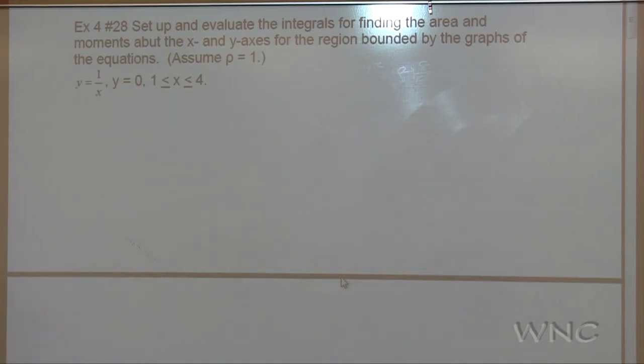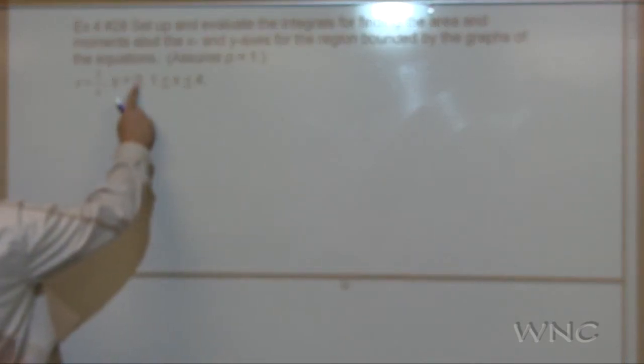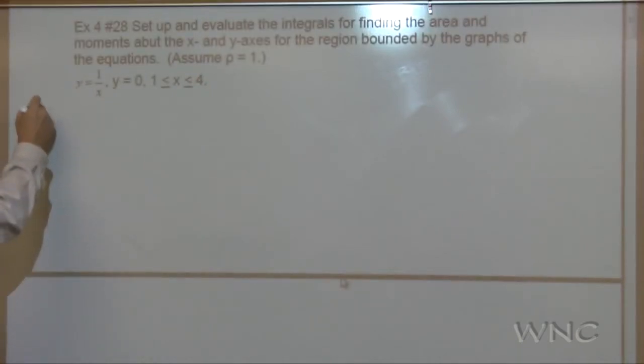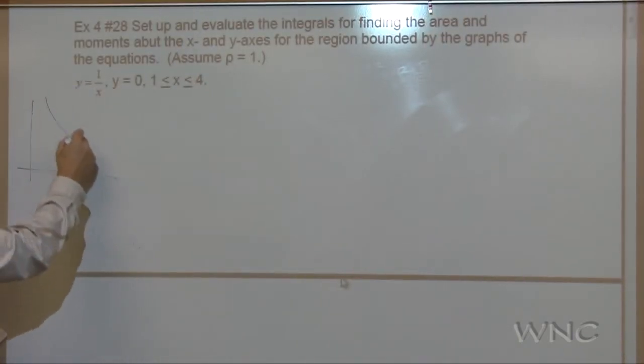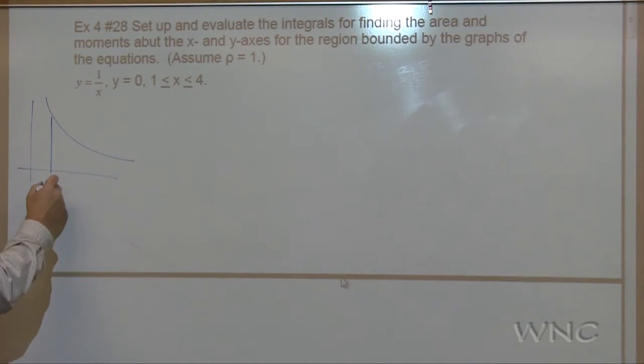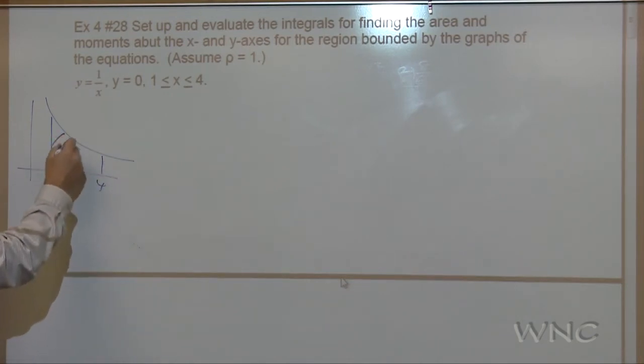Okay, set up and evaluate the integrals for finding the area and moments about the x-axis and y-axis for the region bounded by the graphs of the equations y equals 1 over x, y equals 0, and x is 1 to 4. So 1 over x is like this. We're going from 1 to 4.